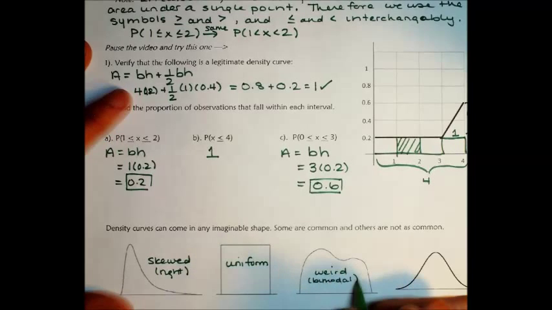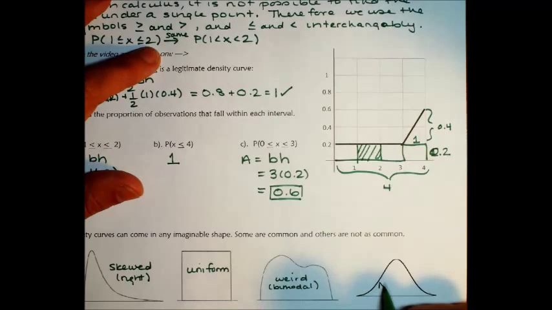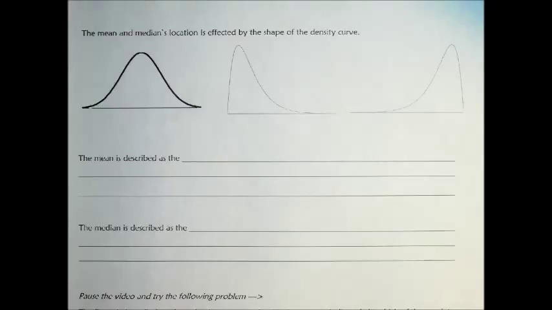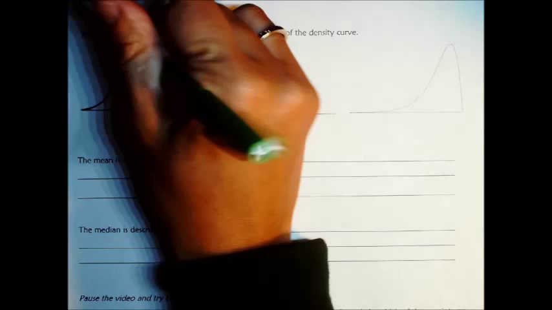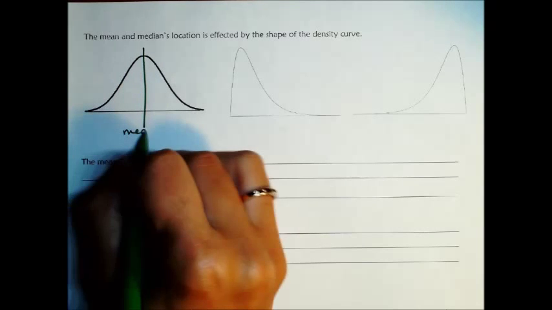And finally, we have the most infamous. This is a normal density curve. Much like we saw in Unit 1, the mean and median's location in a distribution is very similar to the distribution in a density curve. So here in our normal density curve, we saw that before, and when it was symmetric, the mean and median were in the same spot. Same thing here. In a normal density curve, the mean and median are right down the center.